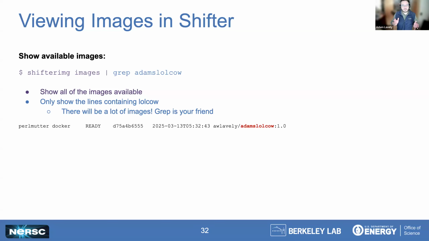So I mentioned that with both Podman HPC and Shifter, you're able to view all the images. With Podman HPC, all the images are going to be your images. With Shifter, when you view them, you're going to be able to see all of the images. And so grep is going to be your best friend because there are tons and tons of images that will show up. So grep for the name of the container, especially as you start to build your own containers and are naming them with your username, grep for your username. But grep is going to be your best friend to know what is available.